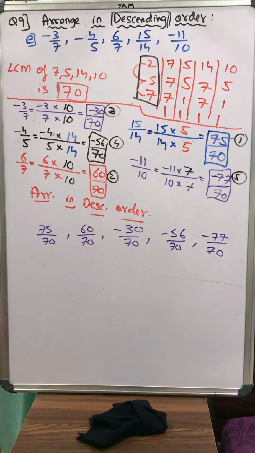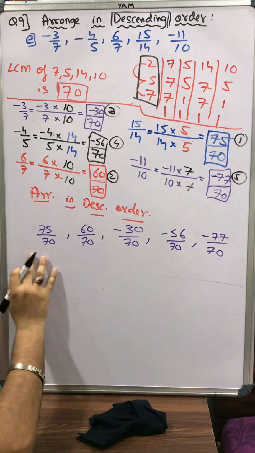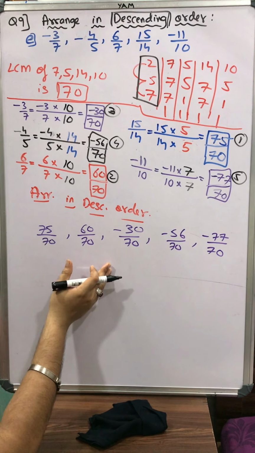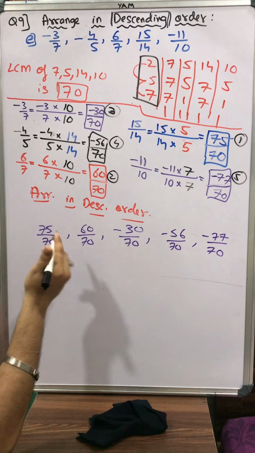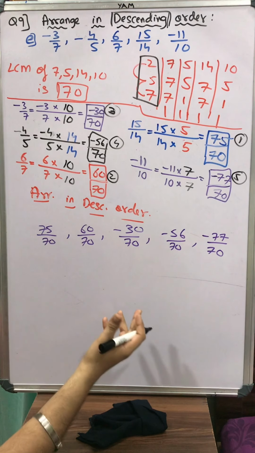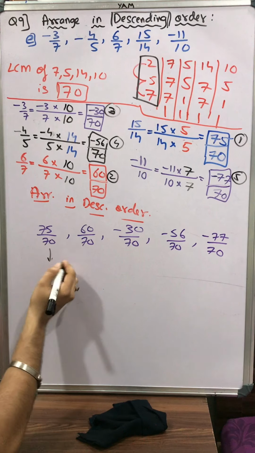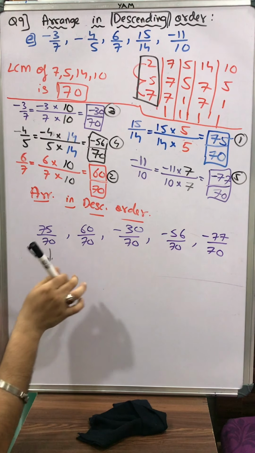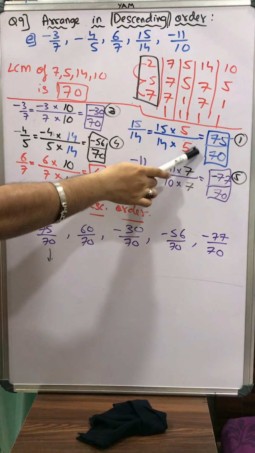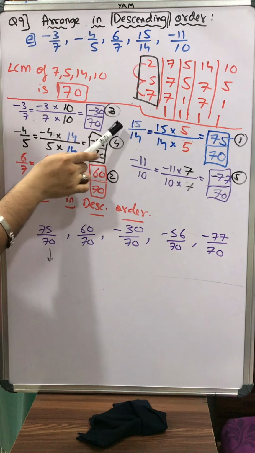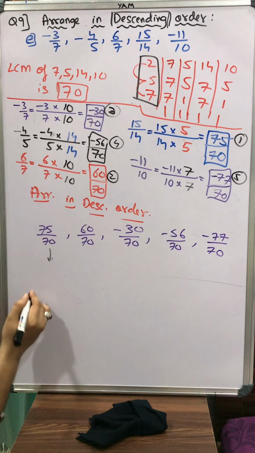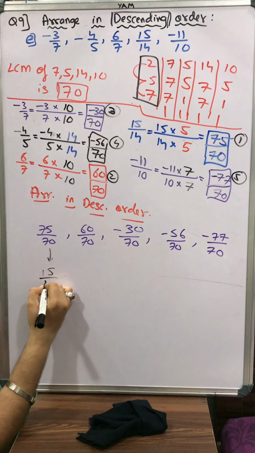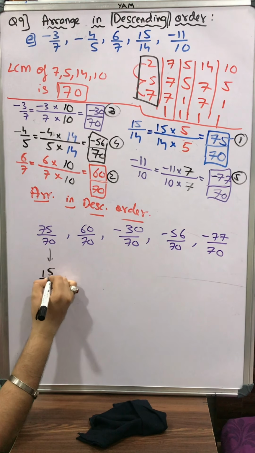But is this an answer? No students, not at all. I always tell you, this is the form we made just to see the numerator and to judge the numbers. But we have to rewrite it in its original form. So from where did you get 75 upon 70? It was from 15 upon 14. So I'll write the original form, it's 15 upon 14.